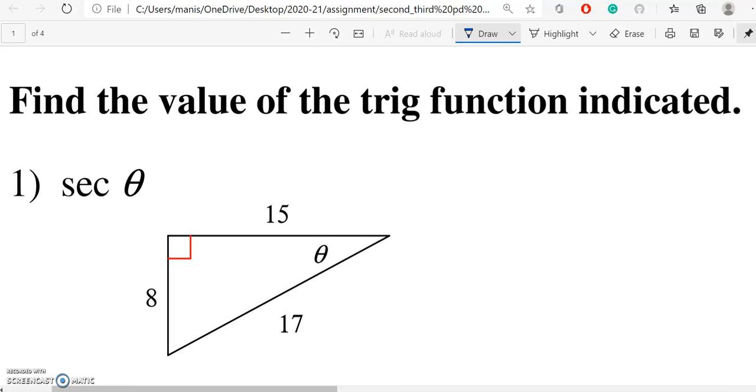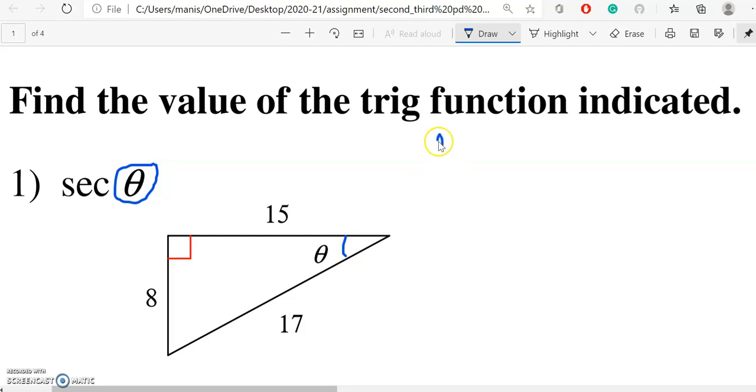Okay, our question of the day is find the value of the trigonometric function indicated. In this question, it is asking for us to find the value of secant theta. We have been given the angles and the sides over here. Now this is the angle they are referring to. So this is the angle theta.